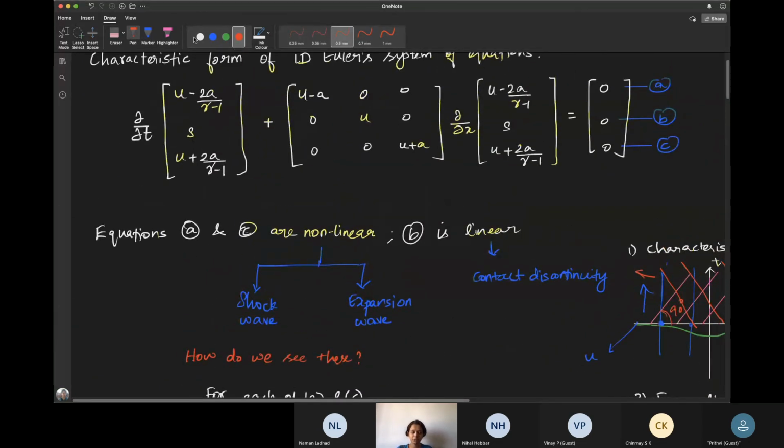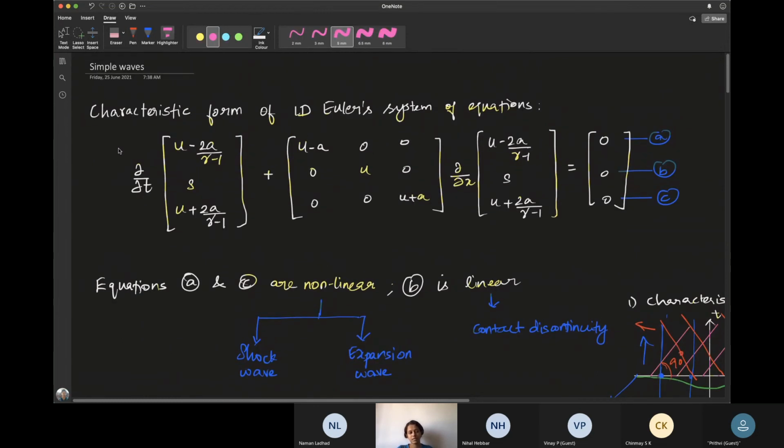That is, when we transform the conservative form of the Euler system of equations to characteristic form, we get three separate equations that are decoupled. Each of them can be treated as a separate scalar equation, and then we can solve each of them separately, and then combine them to get the full solution for the Euler system. So that is what we'll be seeing here.